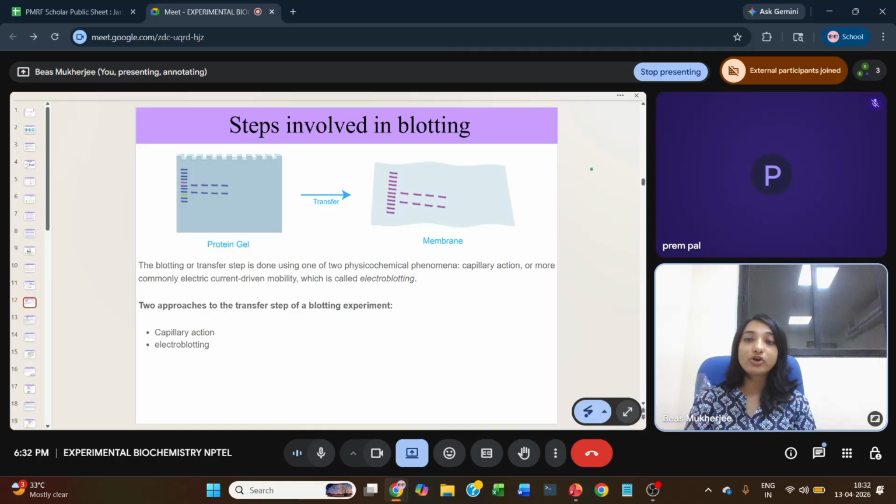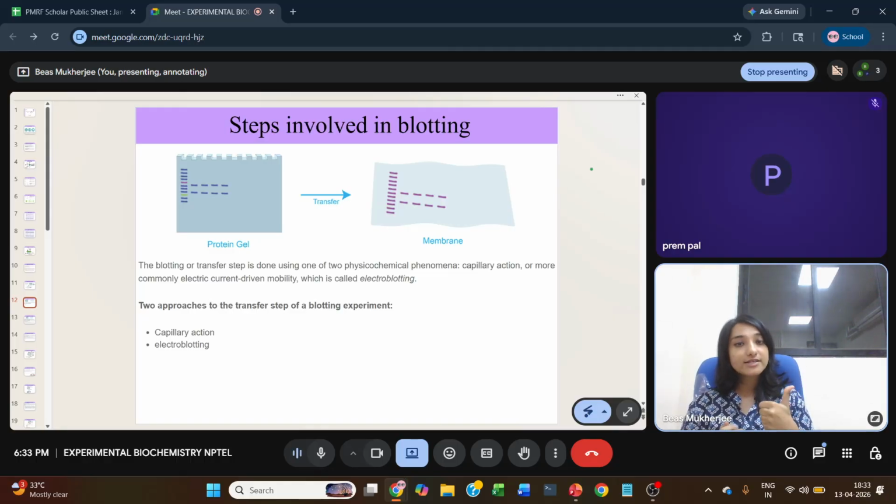Okay. So the blotting or the transfer step is done using one of two physiochemical phenomena. One is capillary action and the other one is electric current driven mobility. This is called electroblotting. Okay, so two approaches to the transfer step of a blotting experiment. So one is capillary action, the other one is electroblotting. So basically the transfer of all these samples or the bands of the gel onto the membrane.